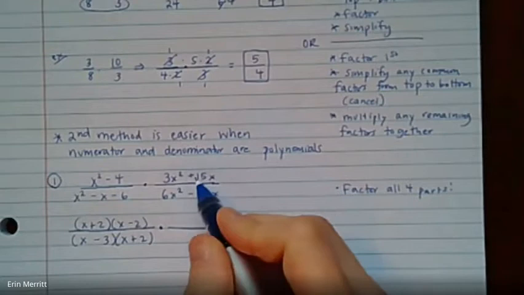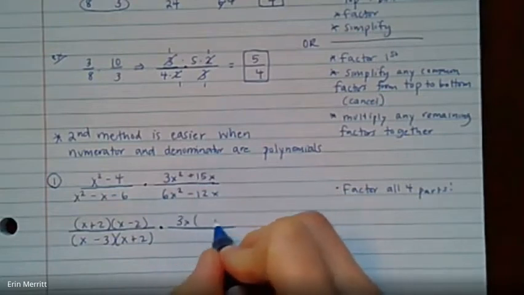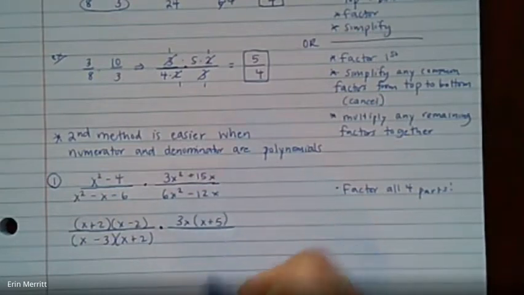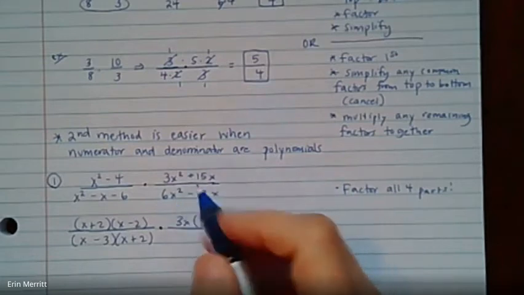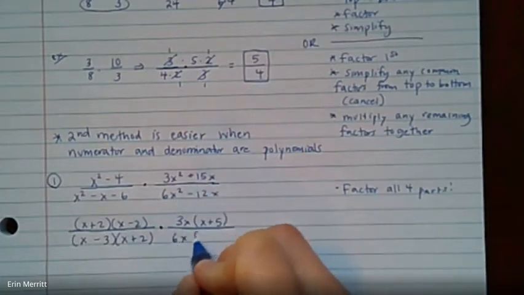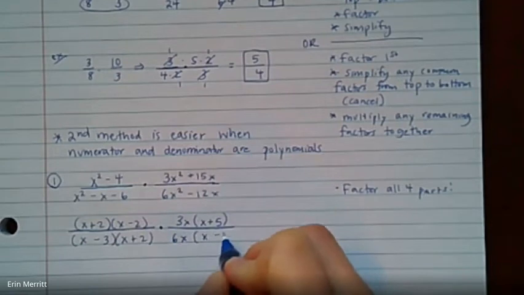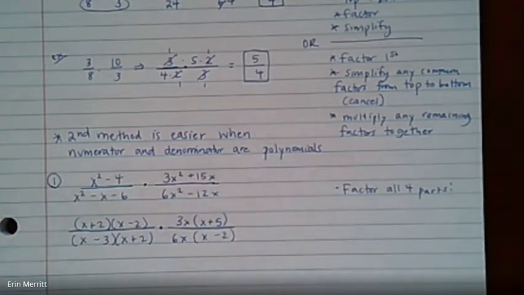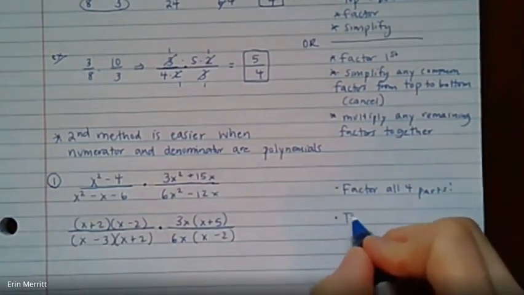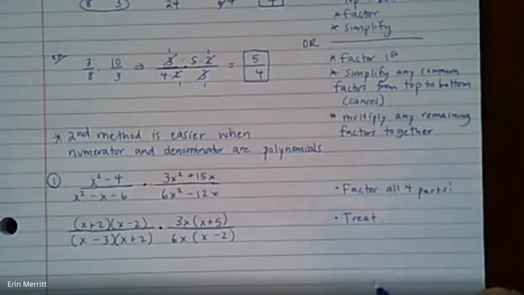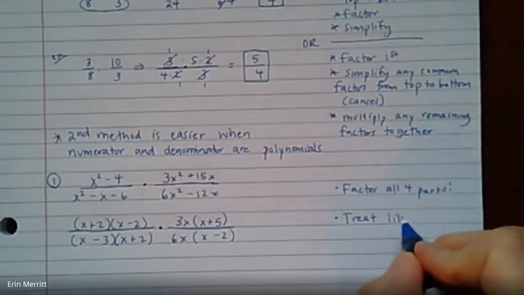times. Next one, we got a little GCF. Take out 3x. We're left with x plus 5. Last one, we can take out a GCF of 6x, and we are left with x minus 2, right? Once we've factored everything, I mentioned it before, we're going to treat it like one big fraction.